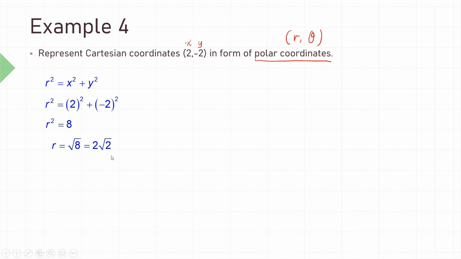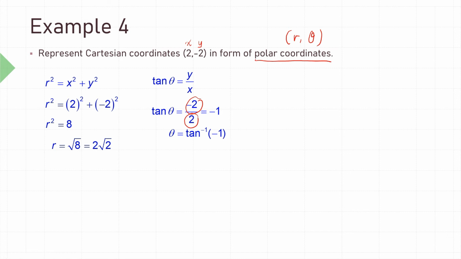Now we want to find the angle theta. Right? So we have the relation that tangent theta is equal to y over x. So y is negative 2 and x is actually 2. We simplify, it becomes negative 1. So to find the angle theta, we have to take the tangent inverse. So we get tangent inverse of negative 1. If you use your calculator, it will become negative pi over 4.